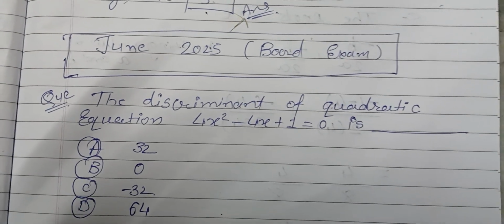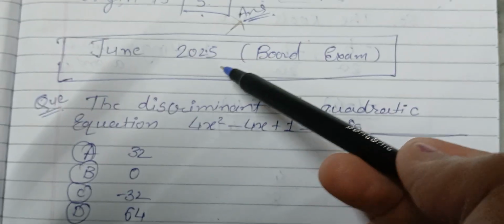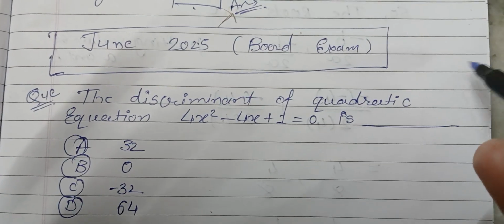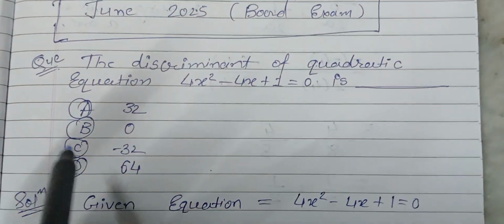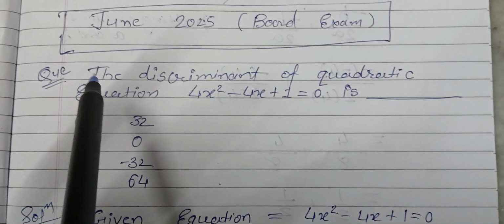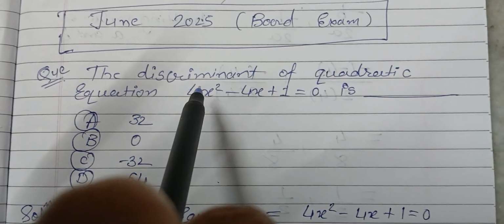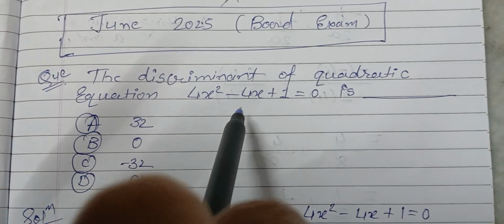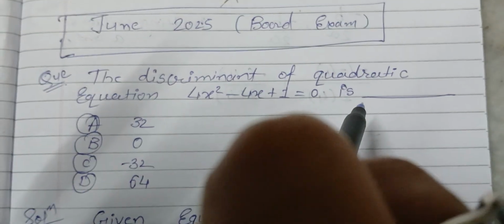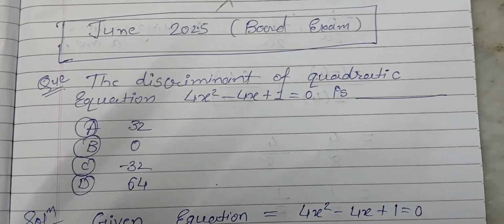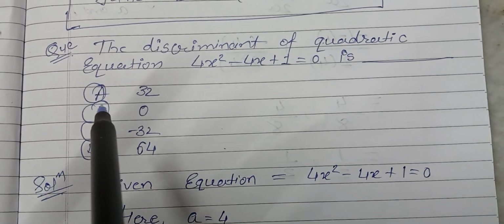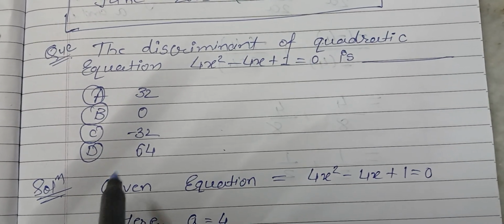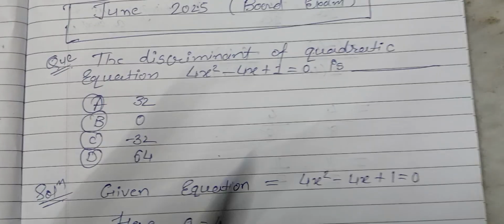In today's video, we will learn the June 2025 board examinations for the 10th standard mathematical problem. This is the MCQ which is given. The discriminant of the quadratic equation 4x square minus 4x plus 1 equal to 0 is what? The options given are A is equal to 32, B is equal to 0, C is equal to minus 32 and D is equal to 64, right?